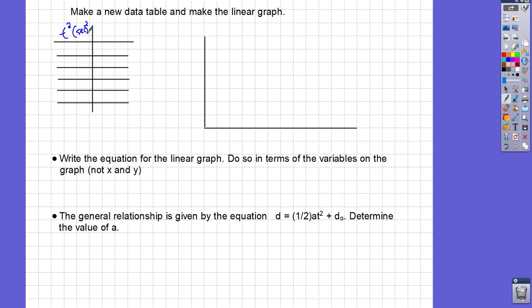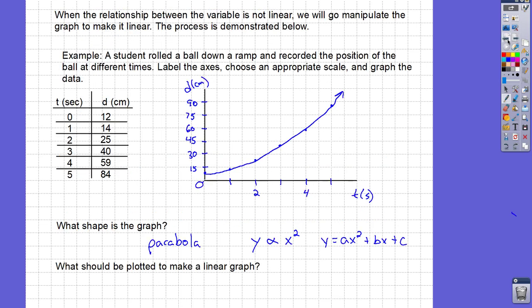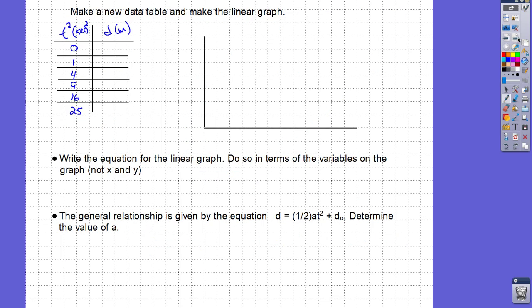So to make a long story short, if you're linearizing a parabola, you want the x value to be what was on the x-axis squared. And then we've got distance there in meters. And so first t was 0, the first one was 1, the second one was 2, so when we square that we get 4, and then 9, and then 4 squared is 16, and then 25. We're going to keep the distance column the same, so I'm going to flip back and forth here a little bit. So we've got 12, 14, and 25.